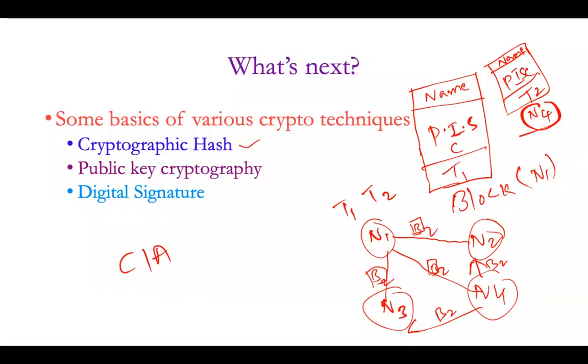CIA. C is for confidentiality, because the information in those blocks should be confidential and only known to the nodes N1, N2, N3, N4. Because it is a distributed system, anyone can attack and do some fabrication while your information is being transferred. So to get out of active attacks on this information while transferring from one node to another node, confidentiality must be achieved.